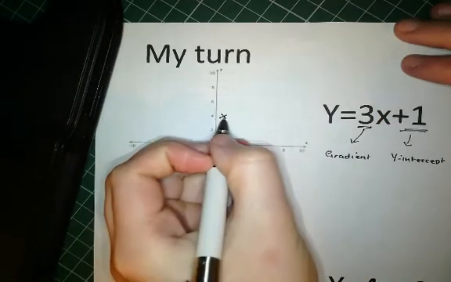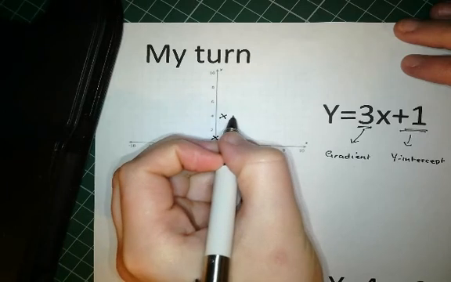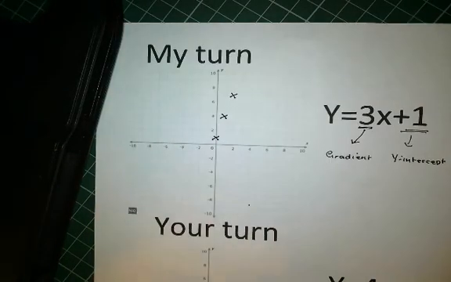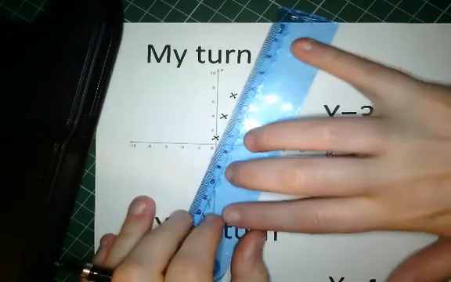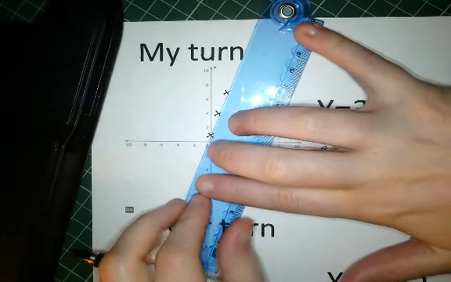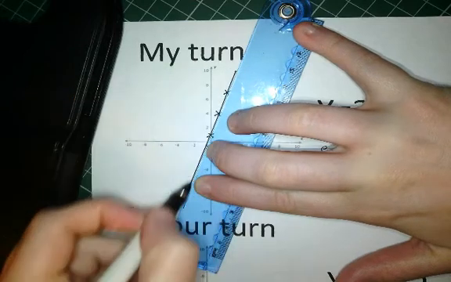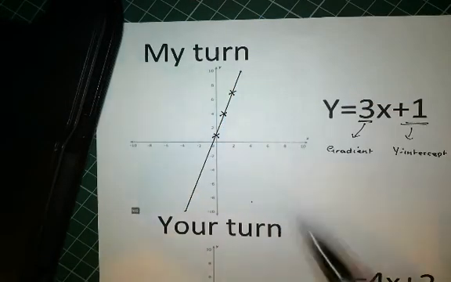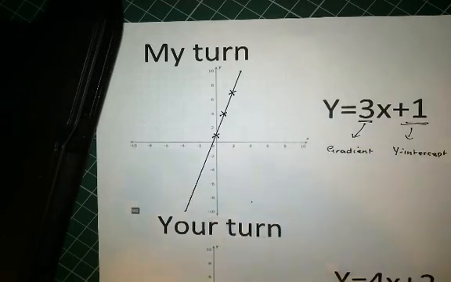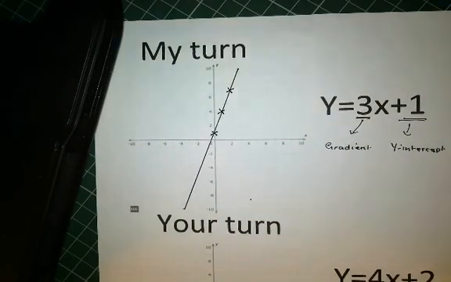Do the same again, but start from your new point. So 1 to the right, up by 3. 1, 2, 3. When you've got your dots or your crosses, you can just join them up with a ruler. It's important to make sure that you don't just join the 3 dots up. You need to continue your line on as much as you can. Have a go at your turn for me, please.